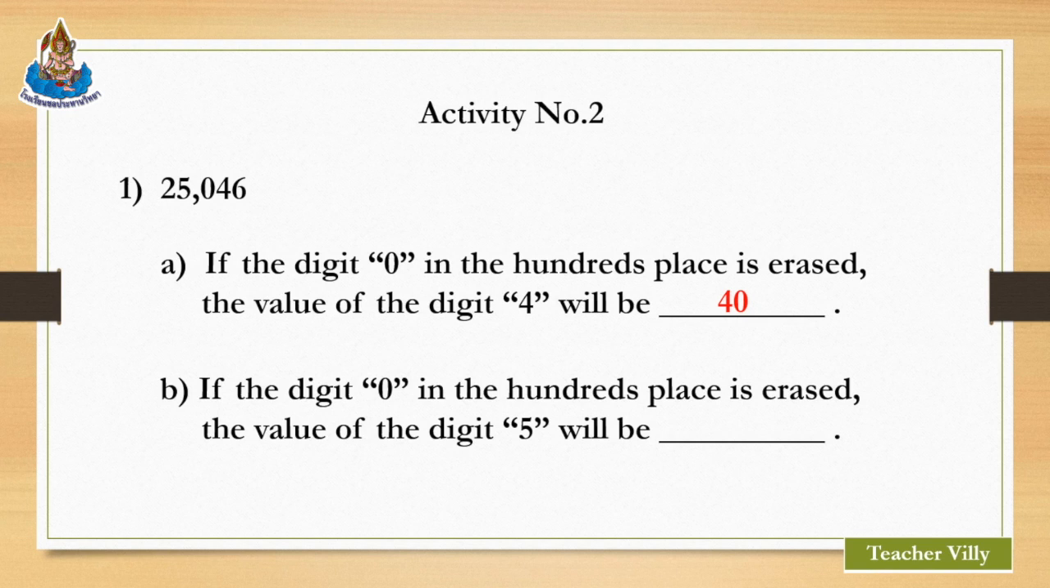Alright, so let's check your answer. If the digit 0 in the hundreds place is erased, the value of the digit 5 will be 500. Very good.